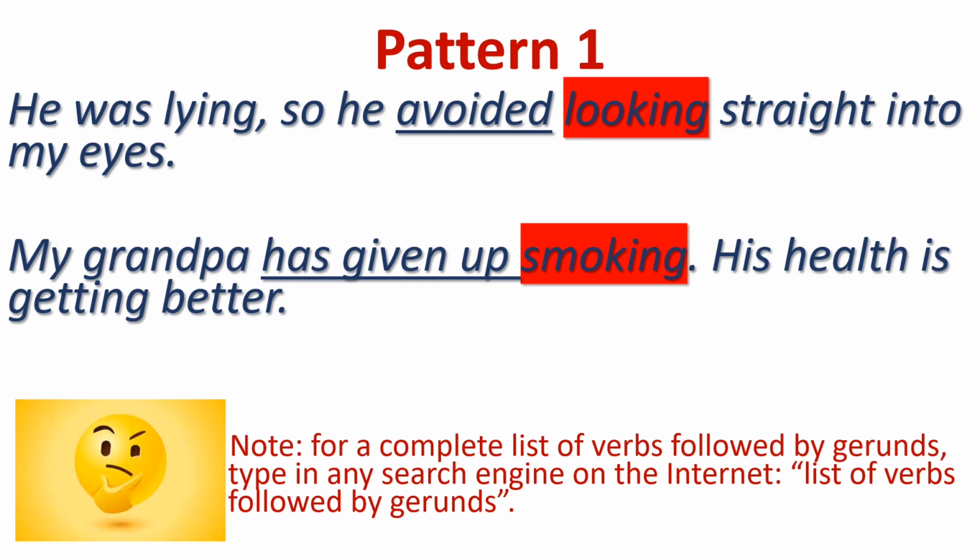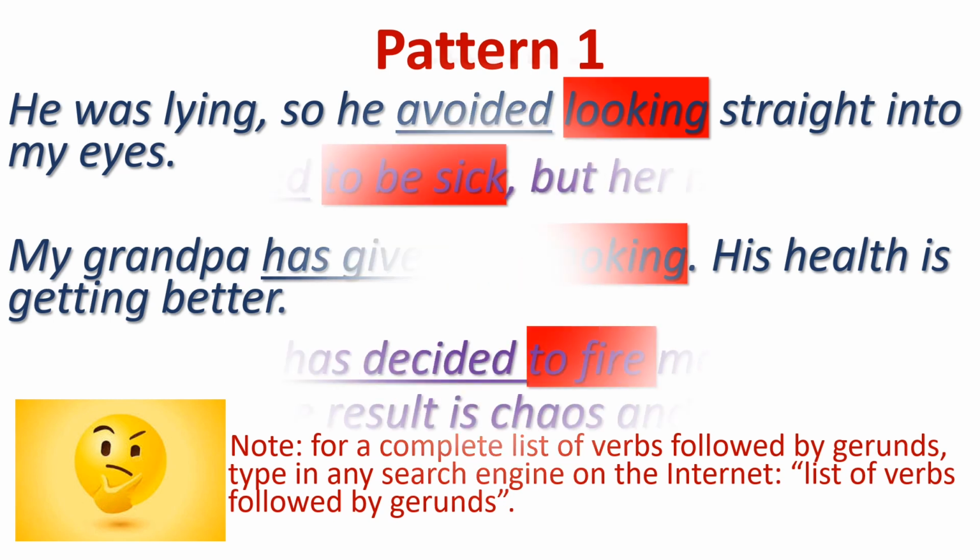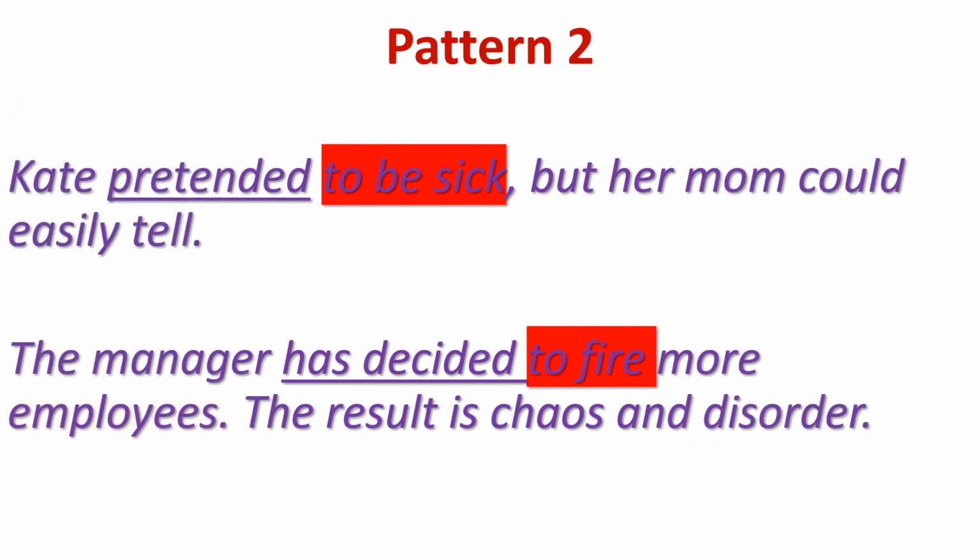Examples on pattern 1. He was lying, so he avoided looking straight into my eyes. Verb avoid is followed by a gerund. Verb to give up is also followed by a gerund. If you need a list of verbs followed by gerunds, just search on the internet and write list of verbs followed by gerunds and you will get them all.